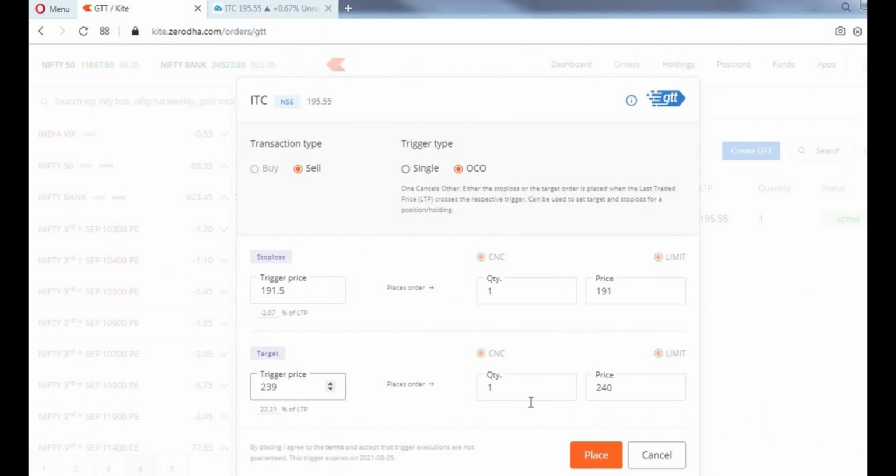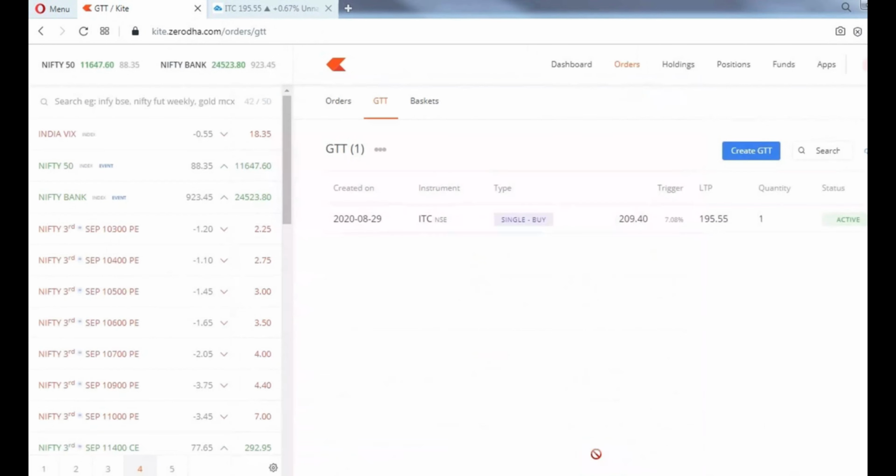Once you have given all the trigger prices and limit orders, now place the order. Now you will see an active OCO GTT order. Likewise, you can have a maximum of 50 GTT orders in Zerodha.